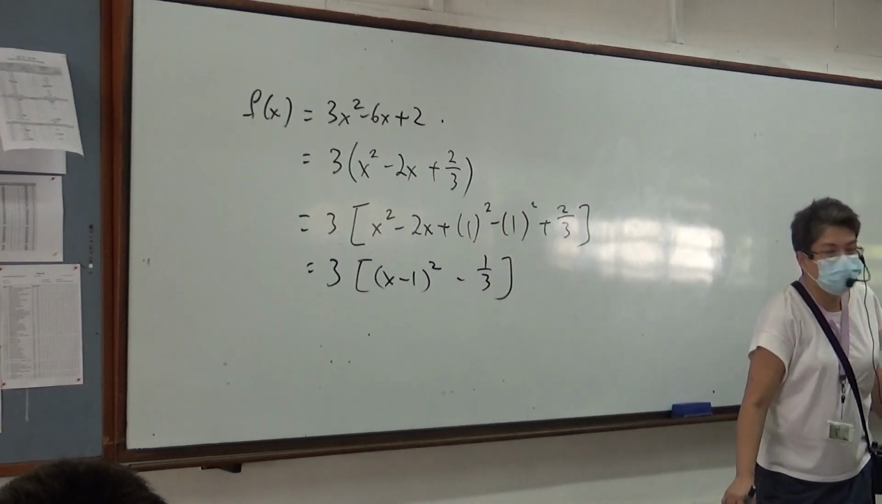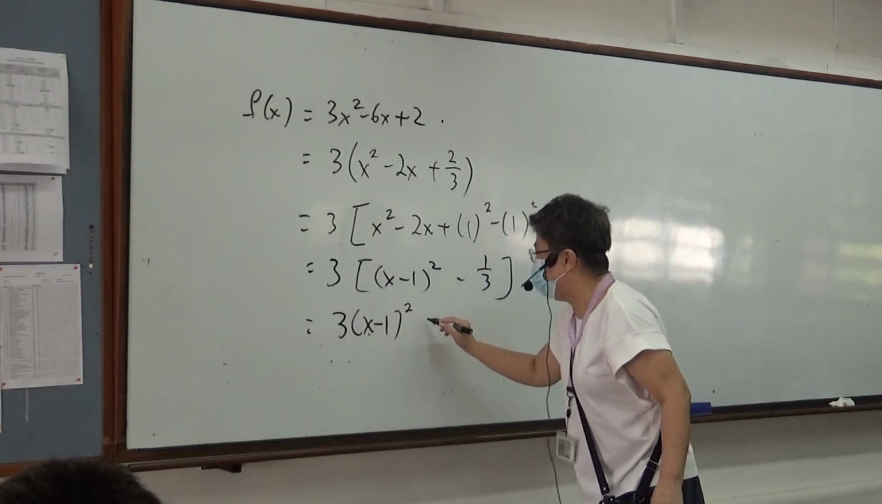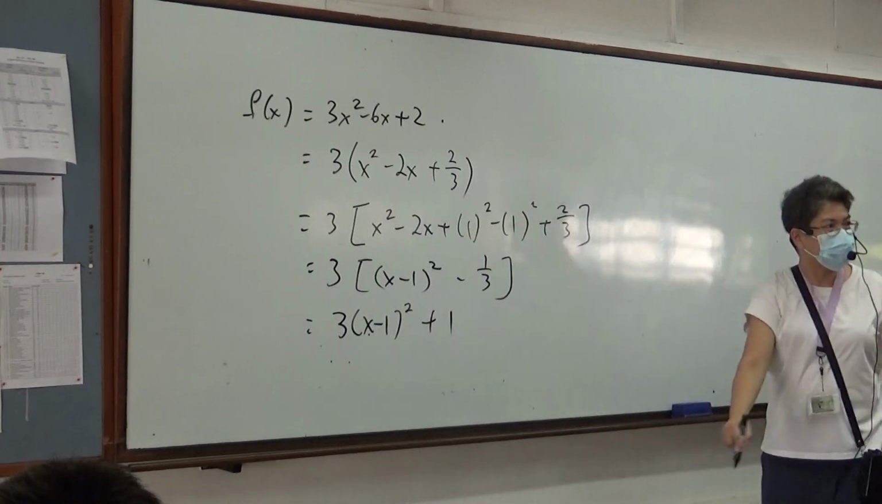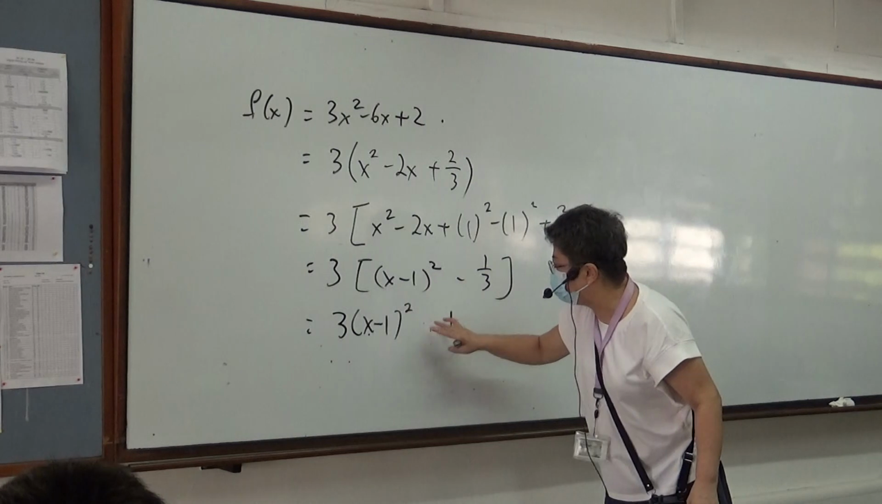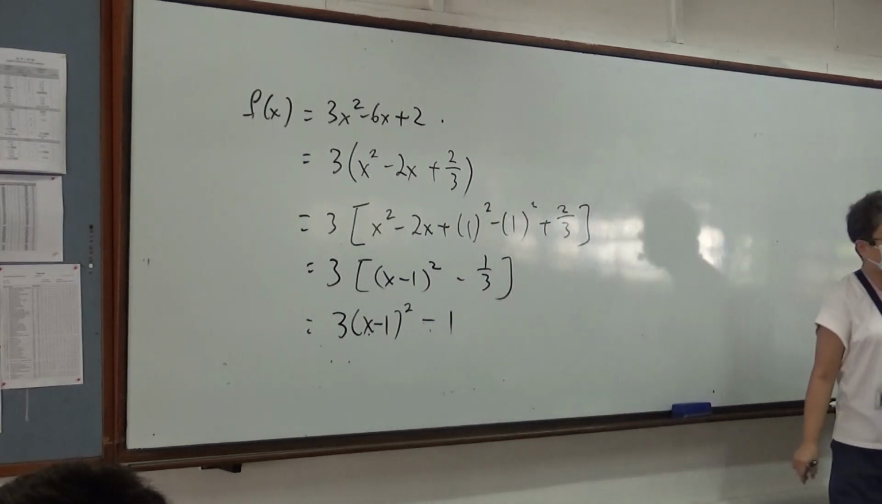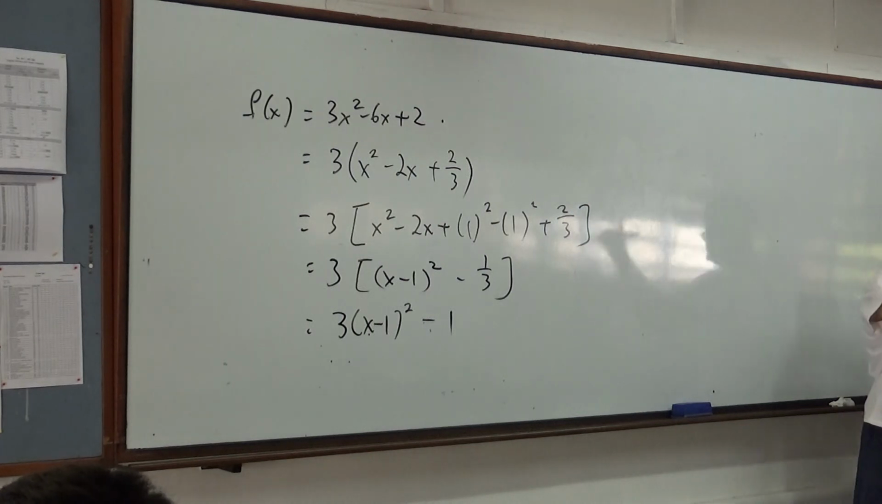Agree, class? Oh, then I've got to bring in (3x minus 1) squared plus 1, right? Is it minus 1 or plus 1? Minus 1, yes, my mistake. Minus 1, right? Everybody clear? Now, next question. What do they say?